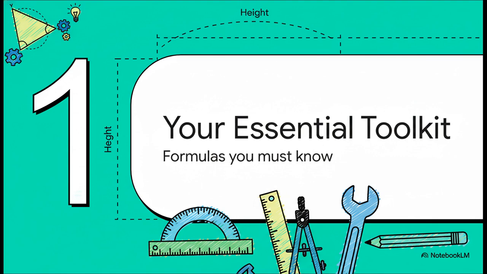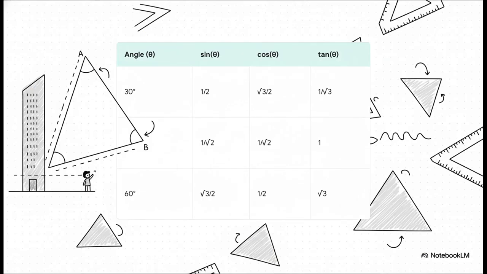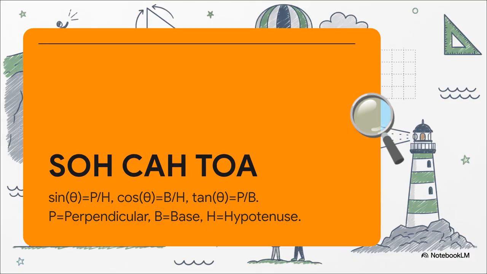Before we can even think about solving problems, we've got to master these core formulas. Think of this as the foundation for everything that comes next. This little table right here, this is your best friend. These are the values for the three key angles, 30, 45, and 60 degrees, that are going to pop up in pretty much every single problem. You have got to commit these to memory. No way around it. And of course, here are the ratios themselves.